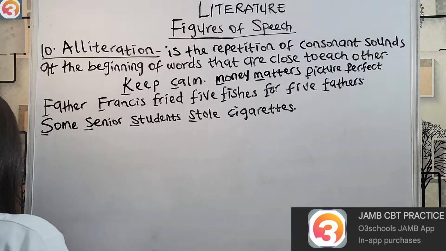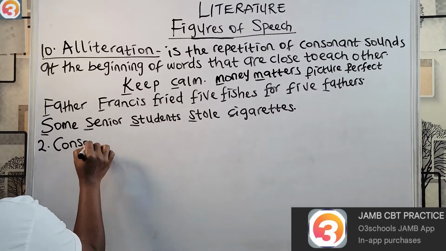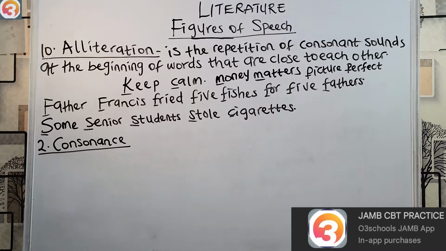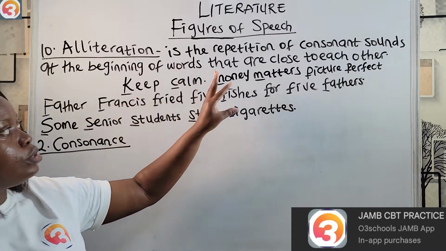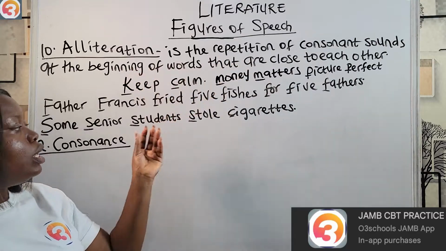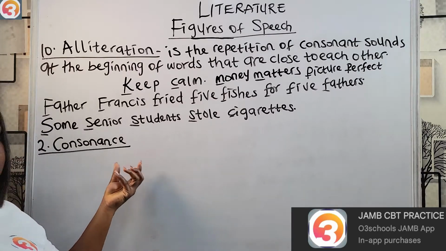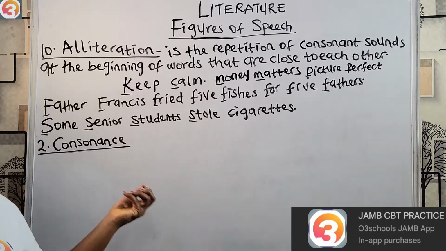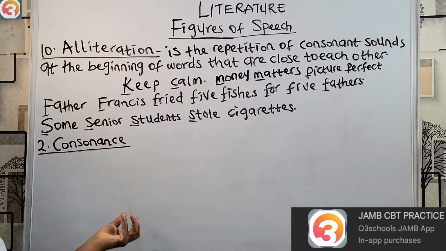Then next we have consonance. Consonance is similar to alliteration because they both deal with consonant sounds. But while alliteration is just the repetition of consonant sounds at the beginning of words, consonance is the repetition of consonant sounds, whether the consonant sound is at the beginning or at the middle or at the end of the word. It doesn't matter, as long as the same consonant sound is repeated in words close to each other. So we can say alliteration is like a form of consonance.